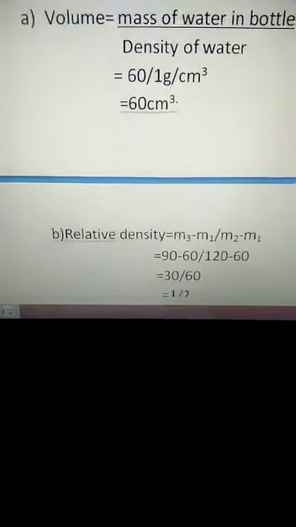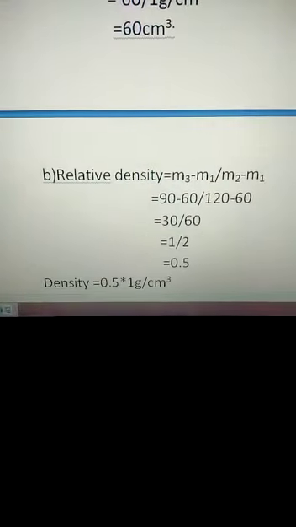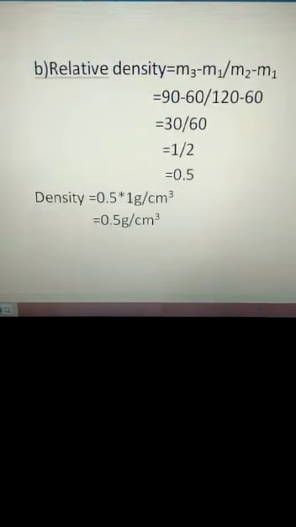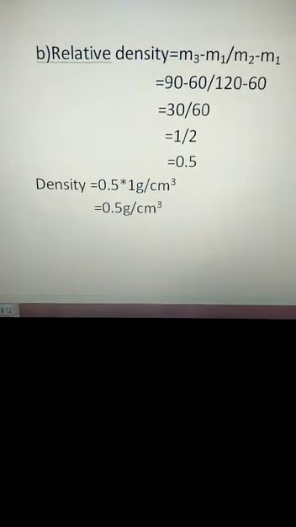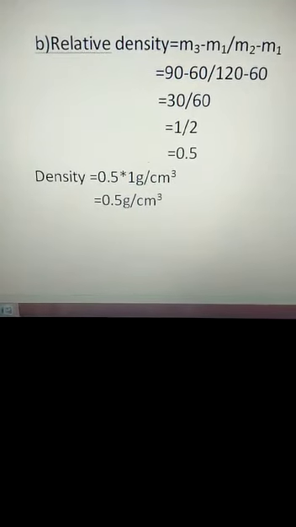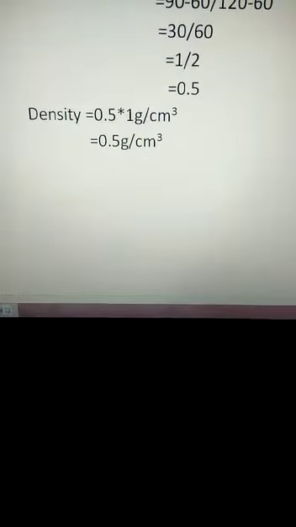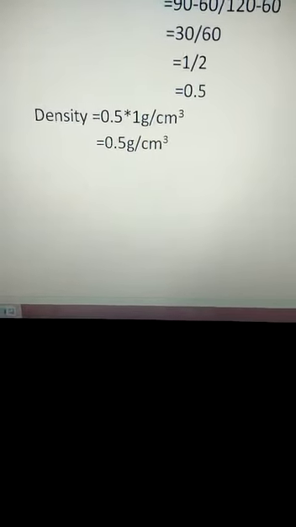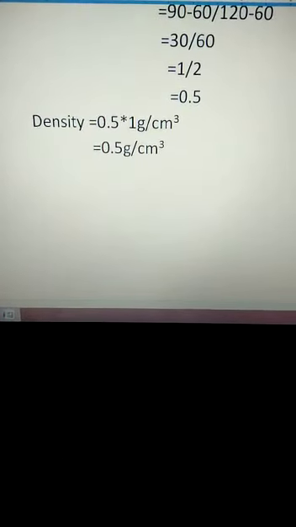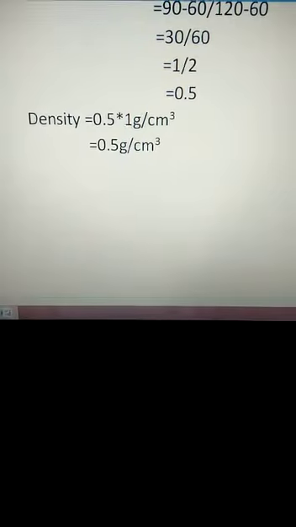Now relative density, we had just now discussed the formula for it. Accordingly we will do it. Relative density has no unit, so it is 0.5 only, and density is multiplied by 1 gram per centimeter cube, so it remains the same, 0.5 gram per centimeter cube. The rest of the questions are assignments for you that you will try out on your own.